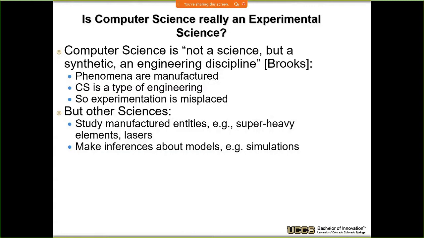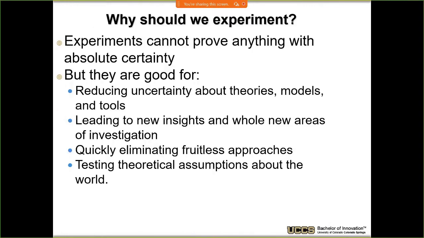Because we want to make inferences about those models and look at what they can do. So why should we experiment? Well, some people, more the theoretical computer scientists, don't like experiments because they really can't prove anything with absolute certainty. Experiments can't prove things. Experiments can, at some level, disprove things, but even that's not with absolute certainty, just with high certainty. They're good at reducing uncertainty about theories and models and tools. We'll talk a lot more about how to use them to reduce uncertainty.